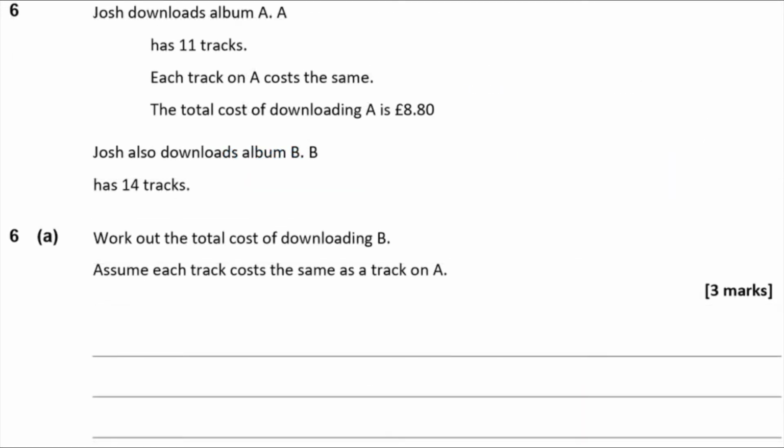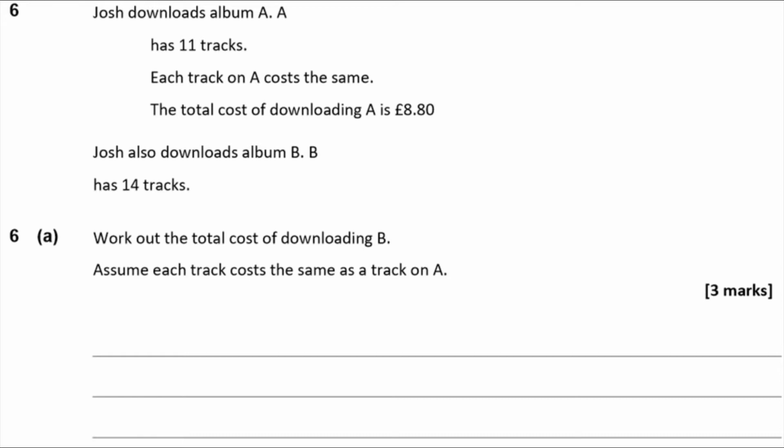Okay. Question 6. Josh downloads album A. A has 11 tracks. Each track on A costs the same. The total cost of downloading A is £8.80. Josh also downloads album B. B has 14 tracks. Now part A says work out the total cost of downloading B, assuming each track costs the same as a track on A.